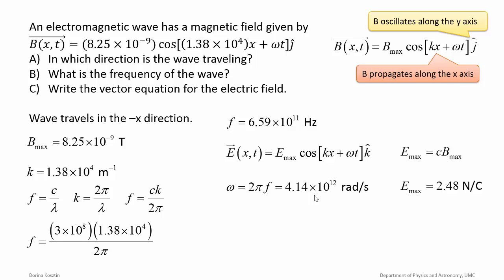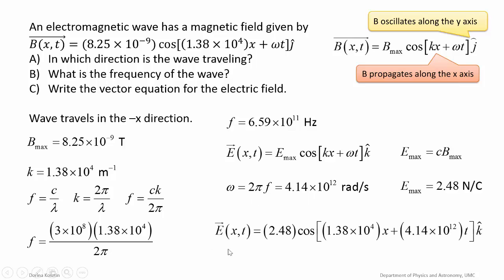And now we can write the equation for the electric field. The electric field vector as a function of position and time will be equal to the maximum value of the electric field, which is 2.48 newtons per coulomb, multiplied by cosine of k, the wave number is 1.38 times 10 to the 4 x, plus the angular frequency is 4.14 times 10 to the 12 multiplied by time, multiplied by the unit vector k.